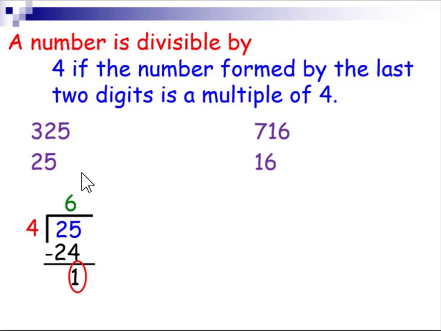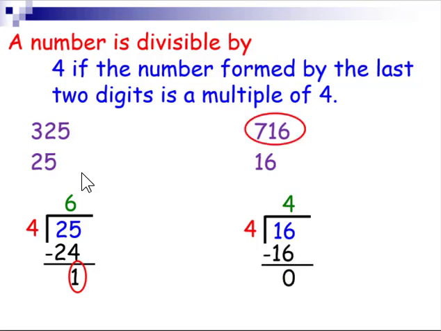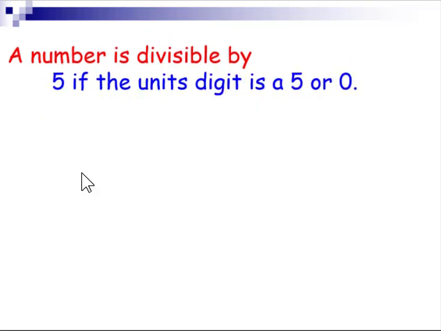Let's take a look at 716. Well, we only have to worry about the 16. And does 4 go into 16 evenly? Yes. 4 times 4 is 16. 16 minus 16 is 0. So we know that 716 is divisible by 4.